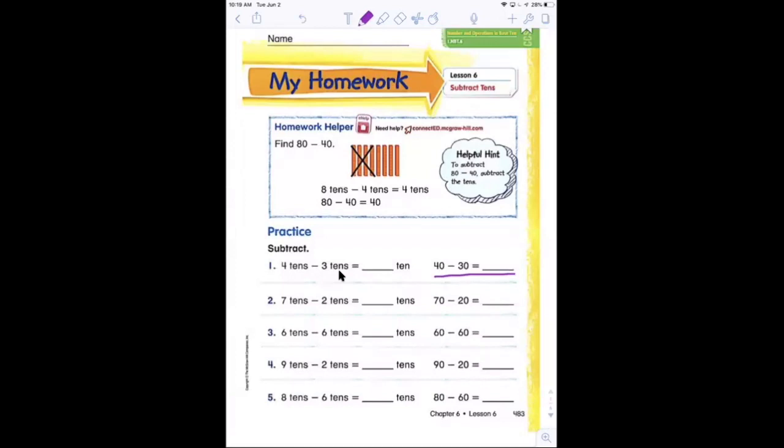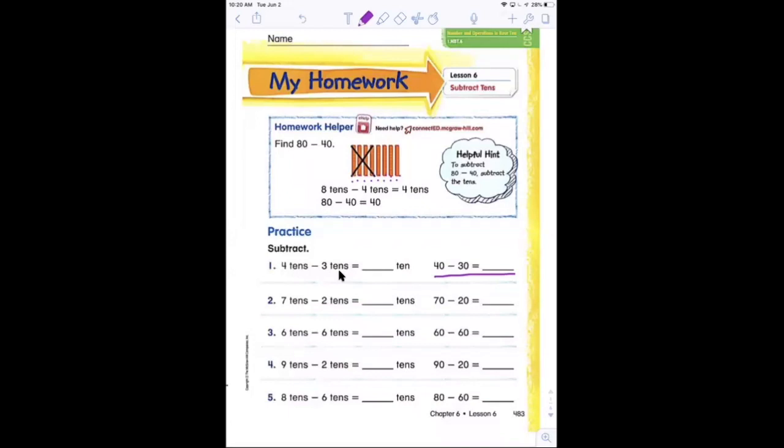So if you see the example on the top, okay, it's find 80 minus 40. So they did their 8 groups of 10. 1, 2, 3, 4, 5, 6, 7, 8. Okay, if we count by tens, you have 10, 20, 30, 40, 50, 60, 70, 80. Okay, and then you cross out how many you take out, how many you subtract.